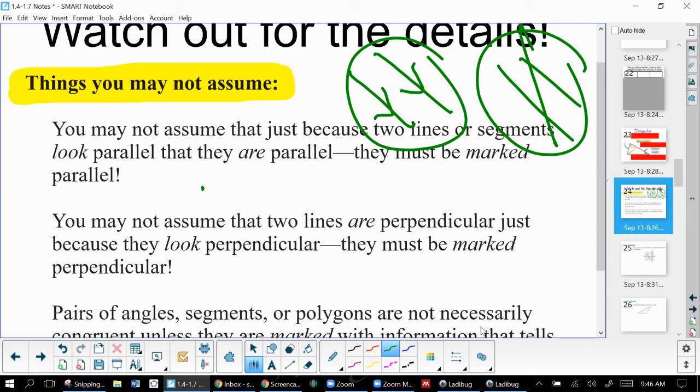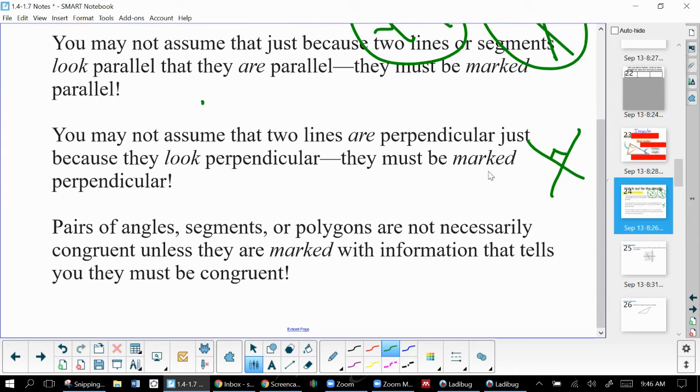Same thing with perpendicular. You cannot assume that lines are perpendicular unless they are marked perpendicular. And the way that looks, again, is that little square symbol. So that's perpendicular, otherwise you can't assume that. And then the same thing about congruent. Unless they are specifically marked with those congruent symbols, so either the congruent angle symbol or the congruent segment symbol, they're not congruent. Doesn't matter how close they look, they're not unless they're marked.